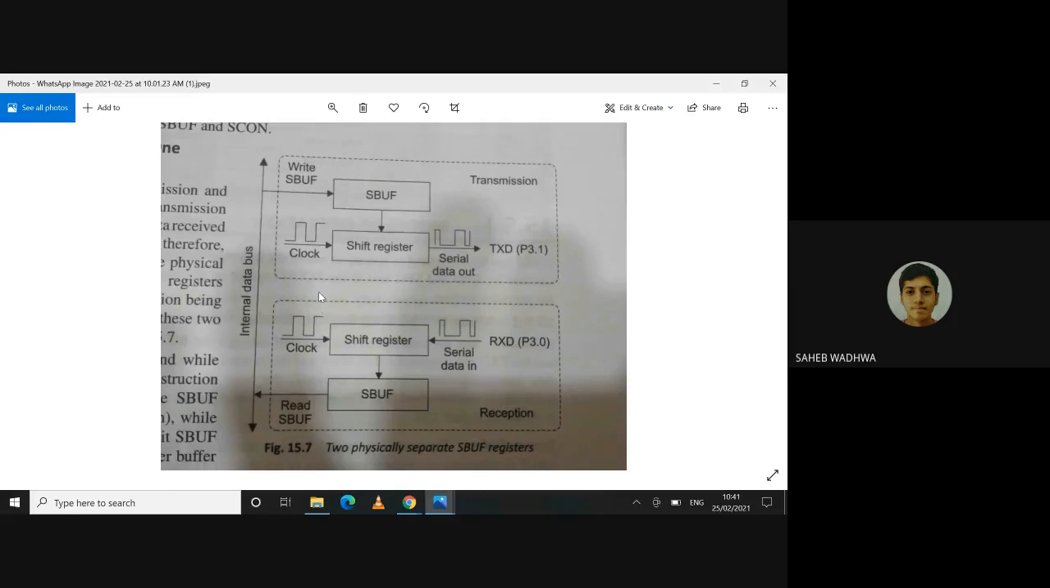Okay. सर ये लास्ट लाइन एक बार रिपीट करो ना. Will write data to transmit SBUF register. Okay sir. Will write data to transmit SBUF register. Okay. So this is about this one now.